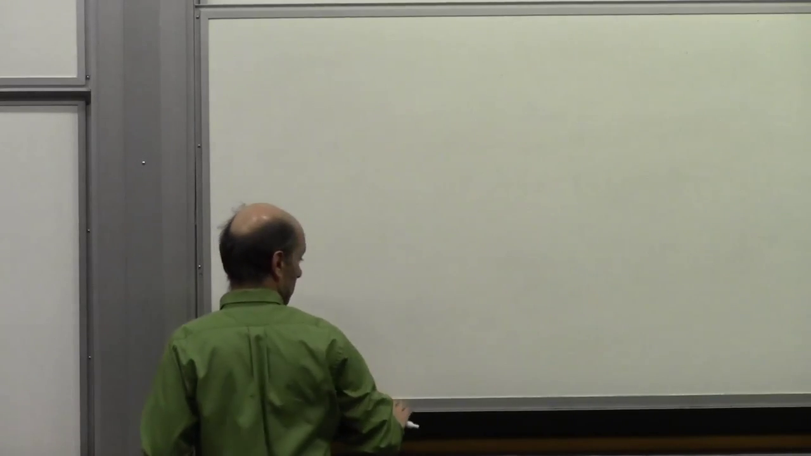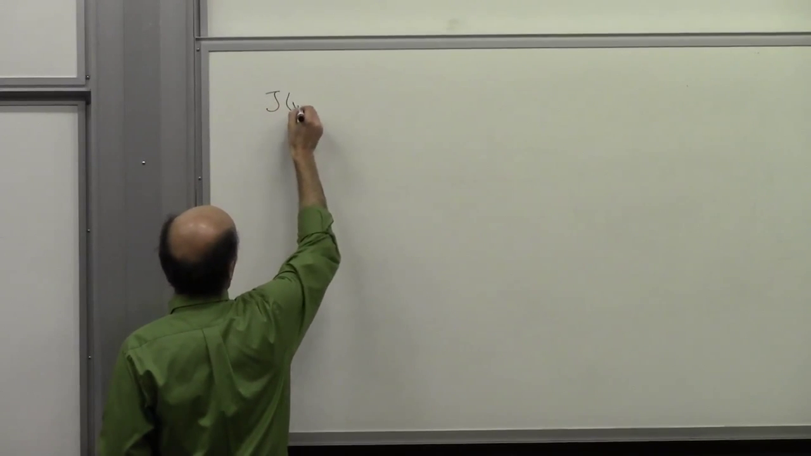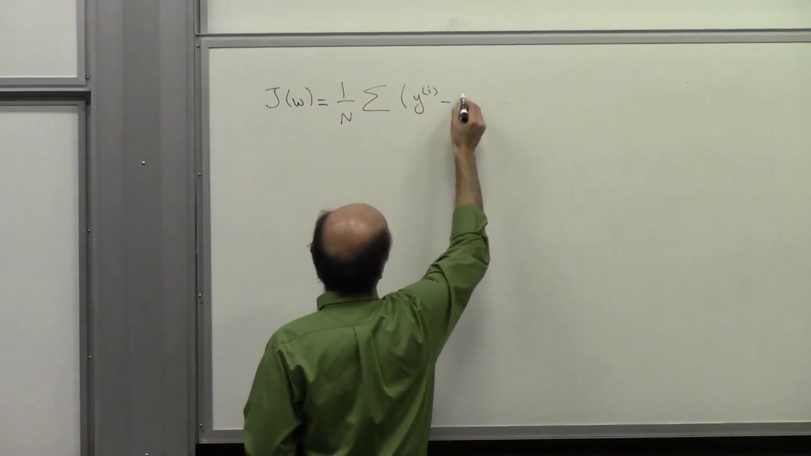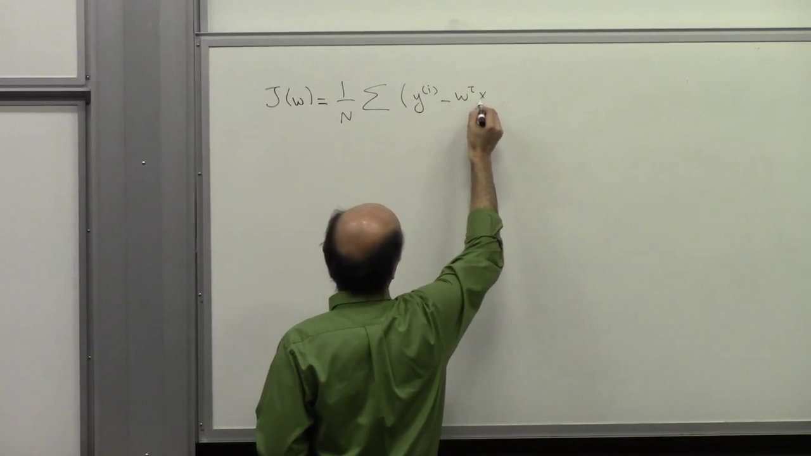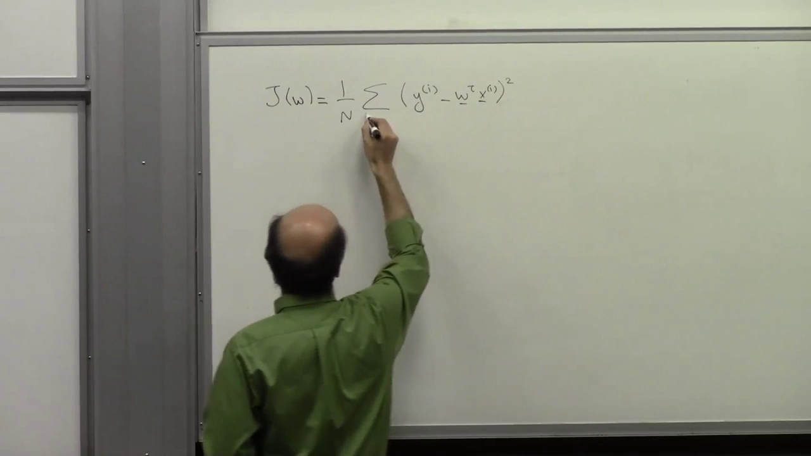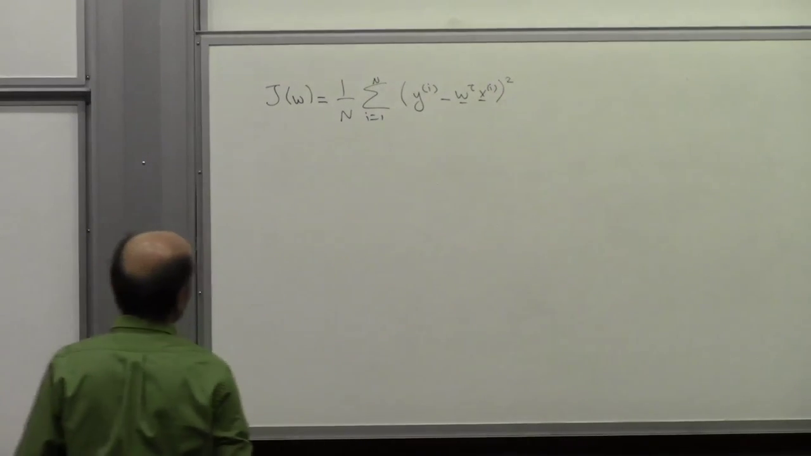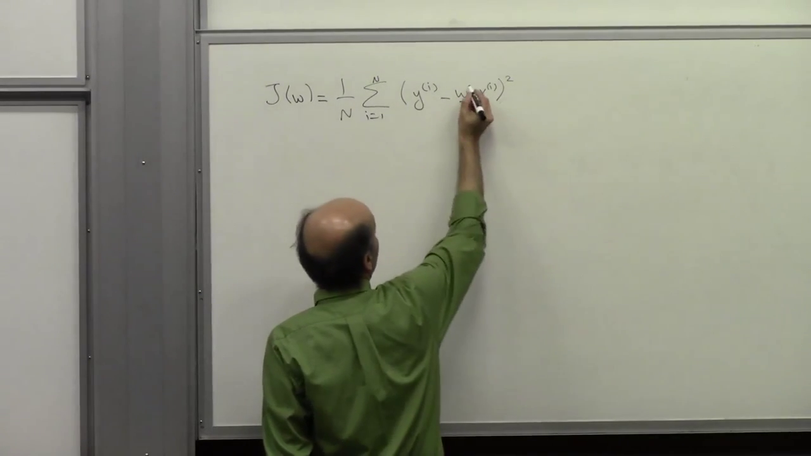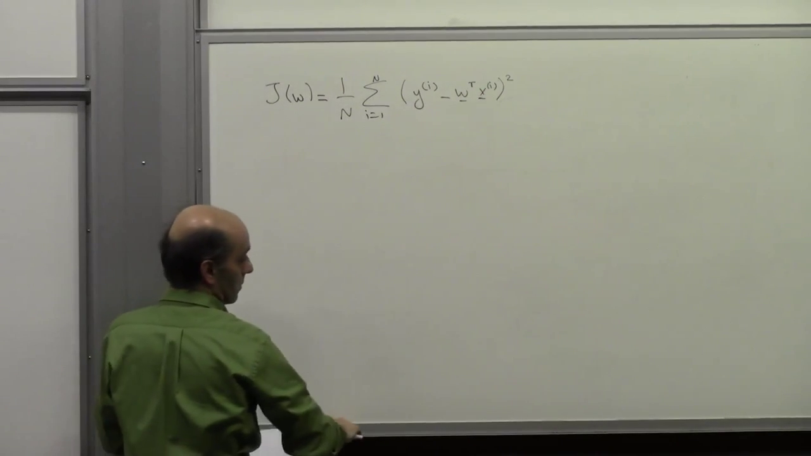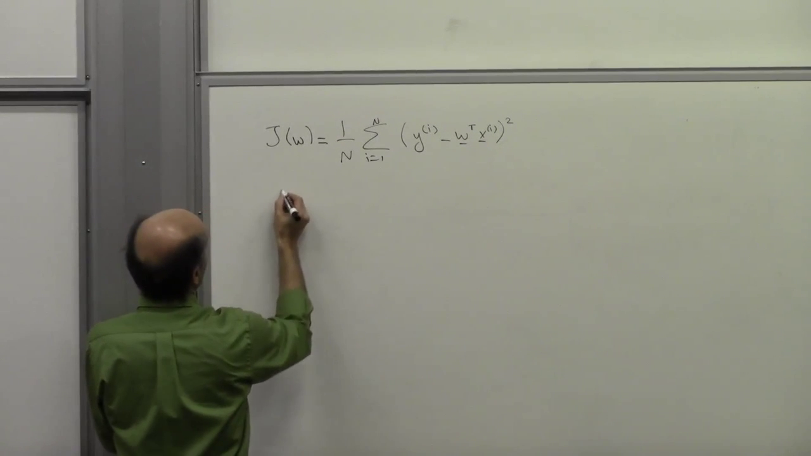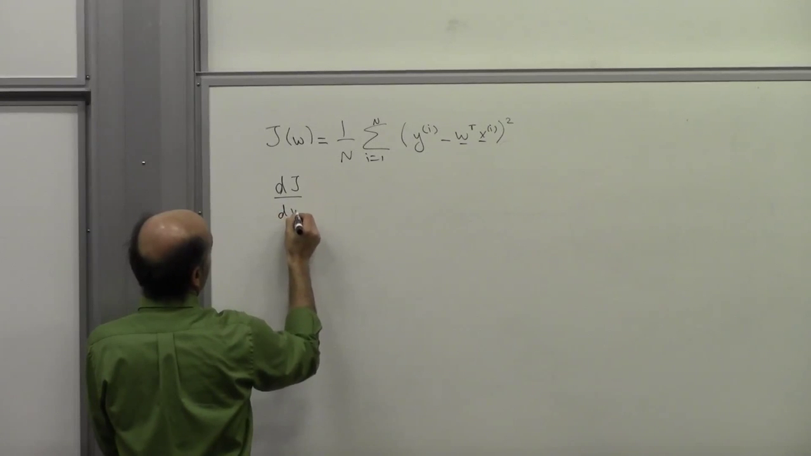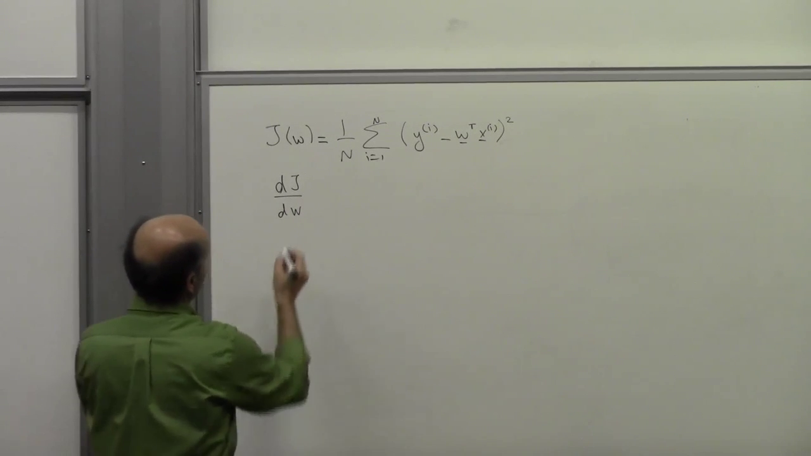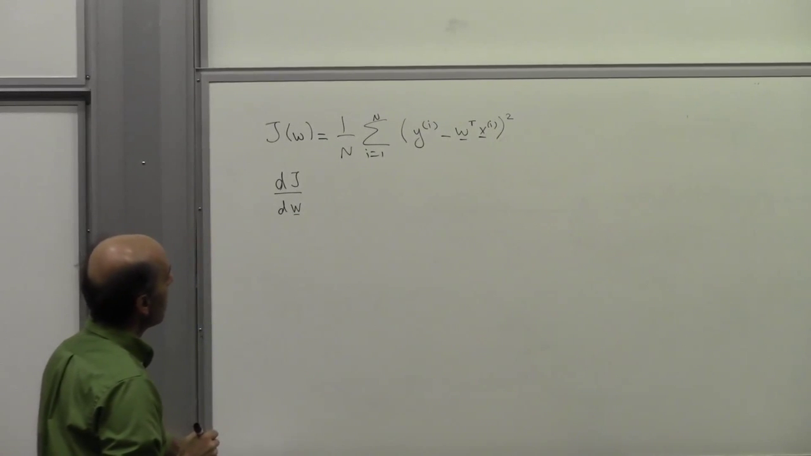So our cost function, my loss as a function of w, is 1 over n times the sum of y i minus w transpose x i, squared, i equal to 1 to n. What I need to know is the derivative of j with respect to the vector w. That's the first derivative that I need to compute. So how do I do that? How do I find the derivative of this function with respect to this vector? What do I mean by that?